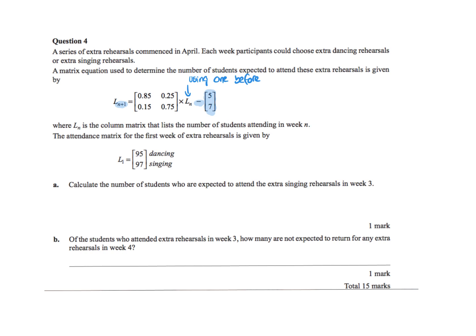Let Ln be the column matrix that lists the number of students attending in week n. So the attendance matrix for the first week, L1, is the first week. Calculate the number attending in week 3. If L1 is week 1, then we want L3 for week 3. Once again, we're at L1, so to get to L3, we have to find L2. L2 we'll do by doing that transition they gave us.